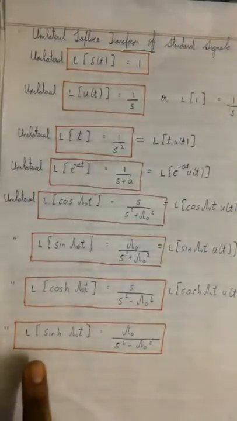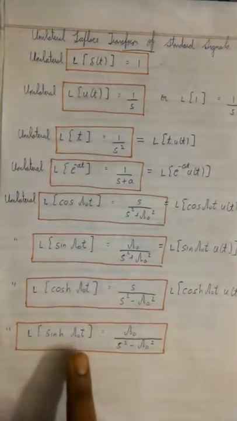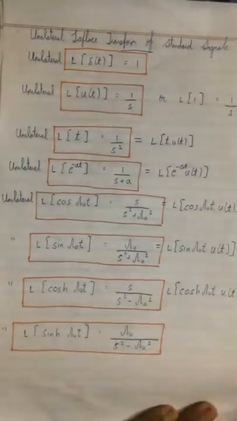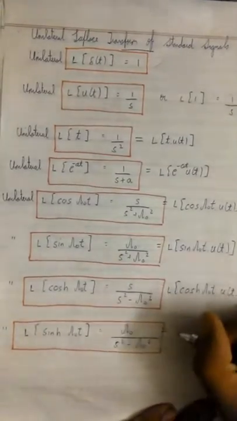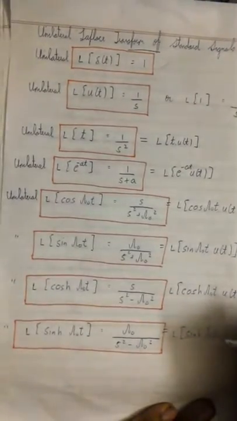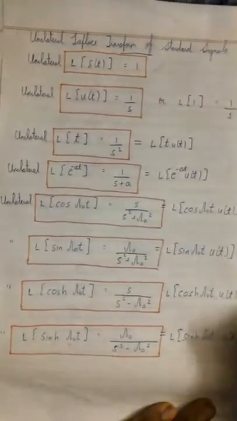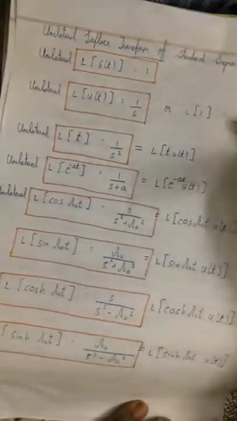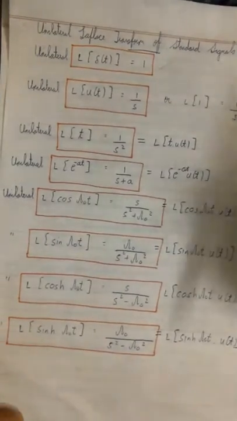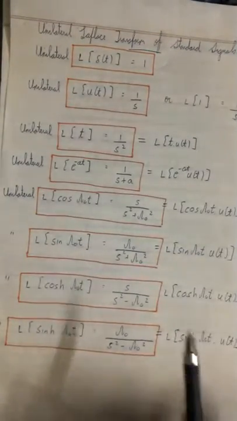And the last, the Laplace transform of sinh omega 0 t, the hyperbolic sine function, is equal to omega 0 by s square minus omega 0 square. This is also equal to the Laplace transform of sinh omega 0 t into u of t. So these are the basic standard signals you have studied. Once you have studied these basic standard signals, then you will be able to do almost any problems in Laplace transform.